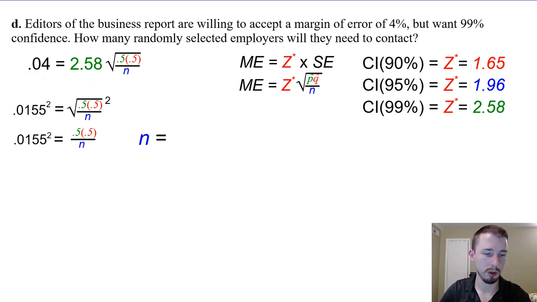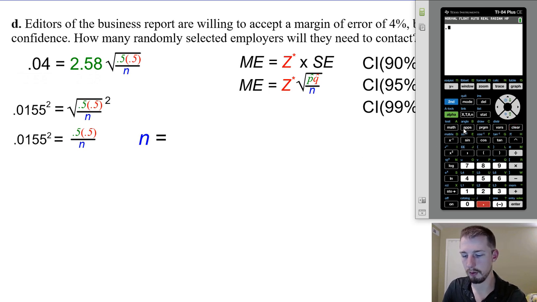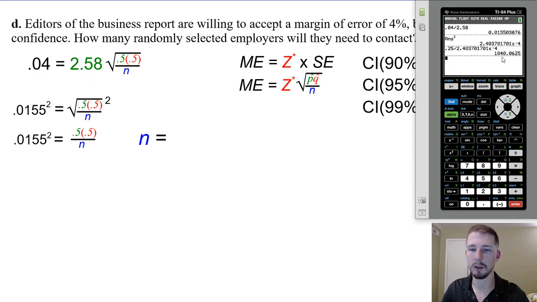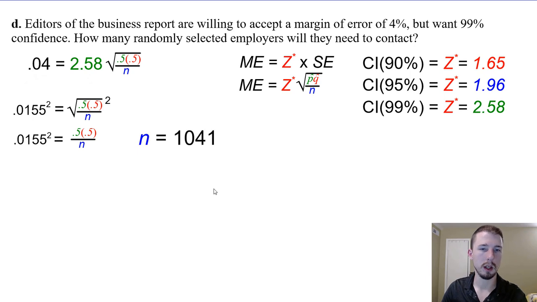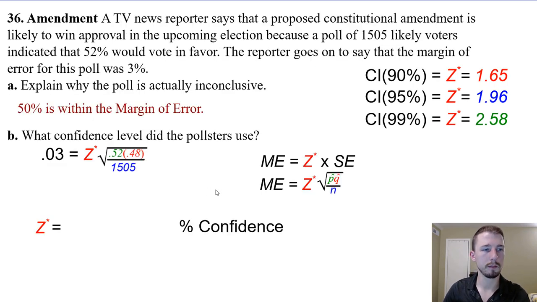On this one, we're going to put it in the calculator. So 0.04, we're going to divide both sides by 2.58, and then we're going to square it, and then we're going to do our most conservative estimate, which would be 0.5 times 0.5, which is 0.25, divided by the previous answer, and that's going to give us a rough conservative estimate of 1,041. Remember, we always round it up. So they would need to randomly select 1,041 employees to be able to do that.